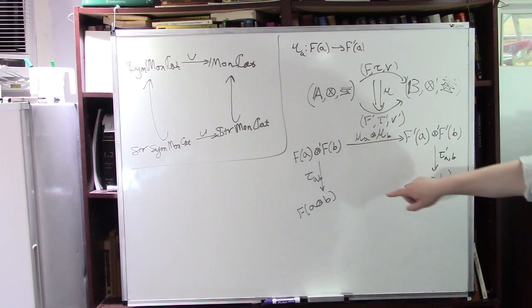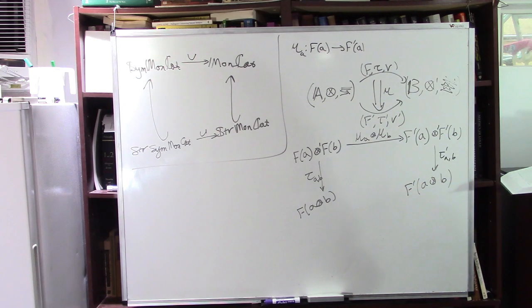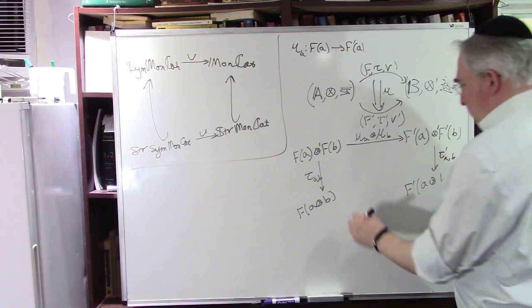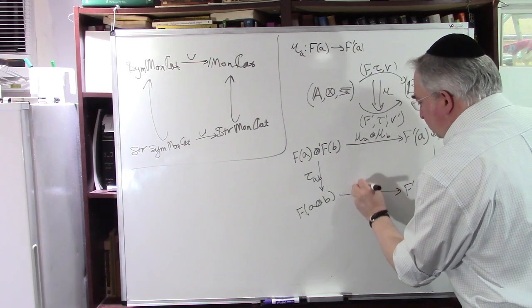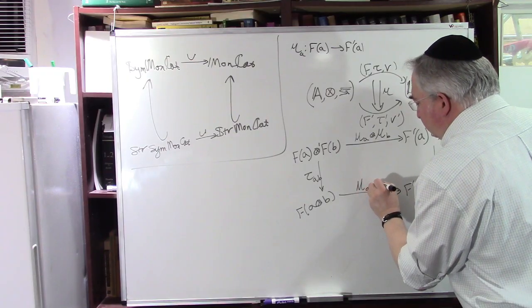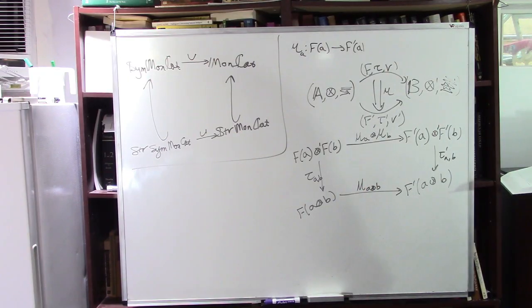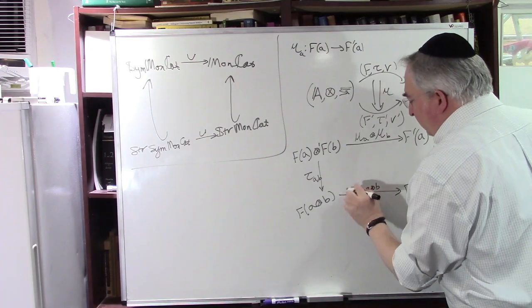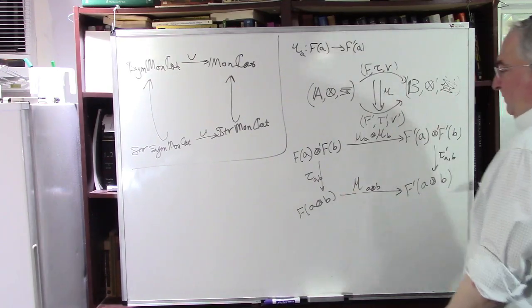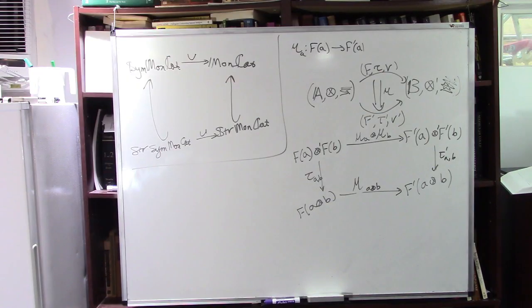Okay, great. Now what is this? This is mu of a tensor b. Sorry, let's do that a little bit prettier. Mu of a tensor b. Okay, one other requirement.